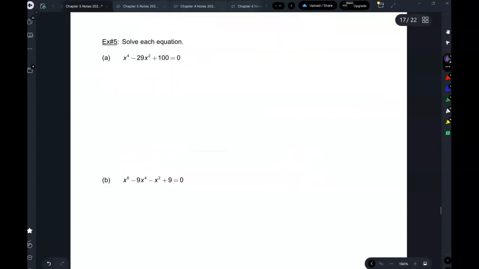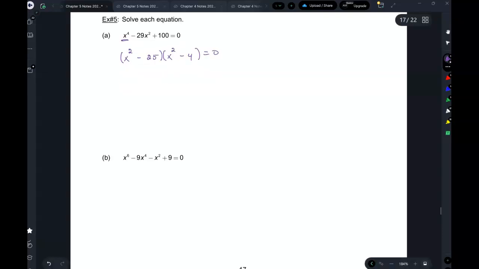Okay, so here, look, constant, exponent of 2, then twice the 2, exponent of 4. So I'm going to factor in the same way, but instead of x and x, I'm going to make it x squared and x squared in order to make it x to the 4. So the rest is the same. What 2 numbers multiply to 100 and add to negative 29? Negative 25 and negative 4.